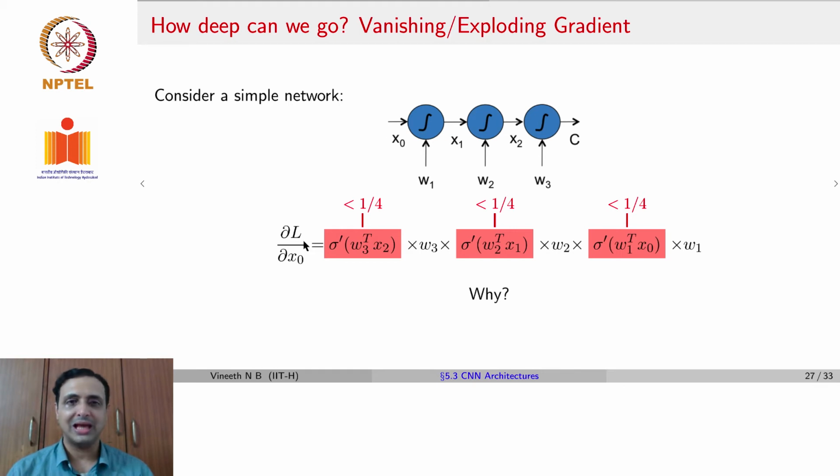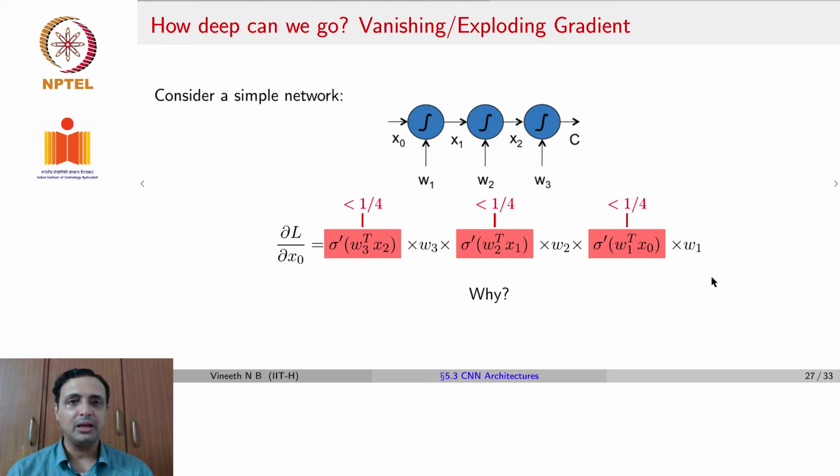If you now took a loss L and wanted to find ∂L/∂x0, which is one of the initial layer's inputs, you have ∂L/∂x0 equal to sigma prime, which is the gradient of the sigmoid function, times w3 transpose x2 times w3 times sigma prime w2 transpose x1 times w2 times sigma prime w1 transpose x0 times w1. This comes from applying the chain rule. You work out the gradient in each step, considering a sigmoid activation function in each layer, and you would get this.